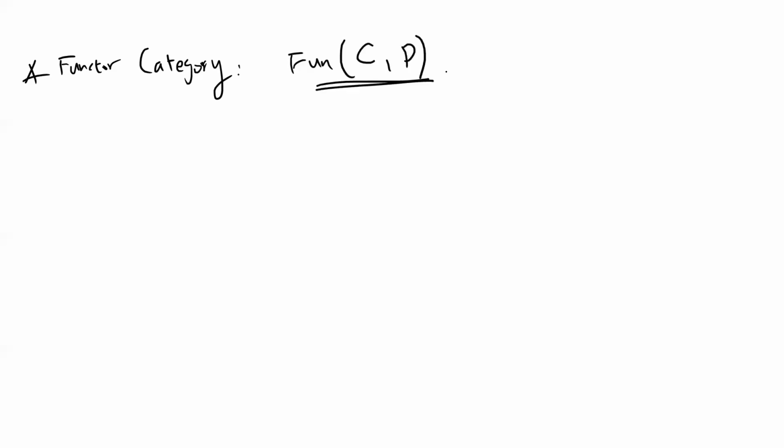Okay, and also let's define another concept called the functor category. For any two categories, you can define a category of functors from C to D. Basically, the objects are the functors from C to D, and the morphisms are just natural transformations.